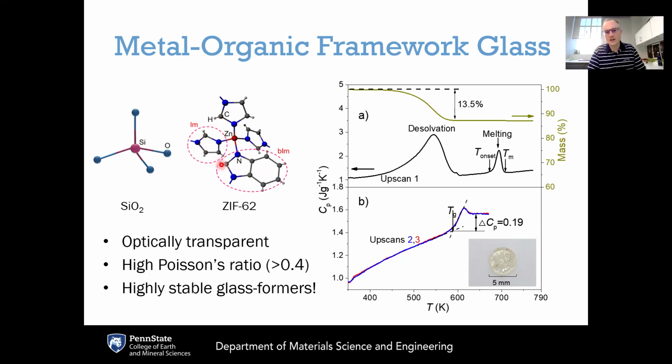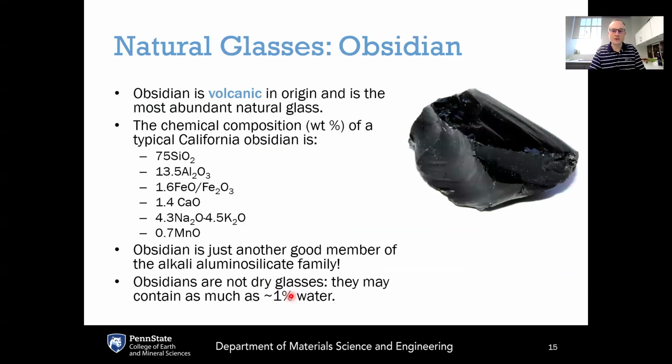Some of the interesting things about metal organic frameworks are that A, it's optically transparent. B, it's got a very high Poisson's ratio, above 0.4, which means that it might have higher fracture toughness compared to some other oxide glasses. And thirdly, they're actually really stable. They have a glass stability which is similar to that of vitreous silica. So that's a brief survey of many of the human-made glasses.